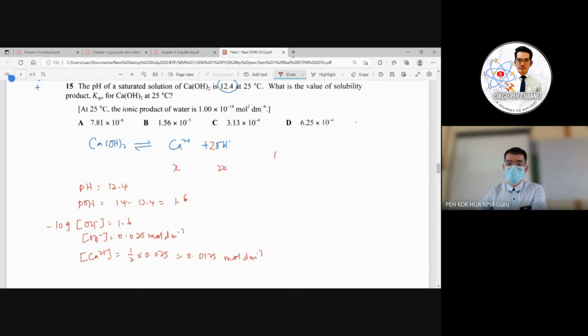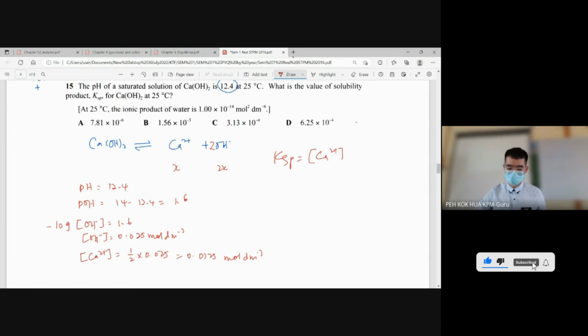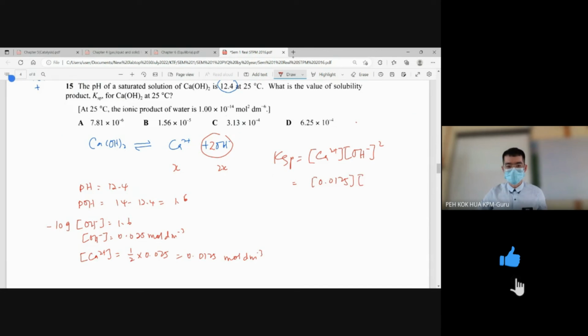Okay, so for Ksp, the equation will be [Ca2+][OH-]2, because of this. So calcium will be 0.0125, then for the hydroxide ion it will be 0.025 squared. So we get the answer 7.81 times 10 power minus 6 mol3 dm-9. So the answer will be A.